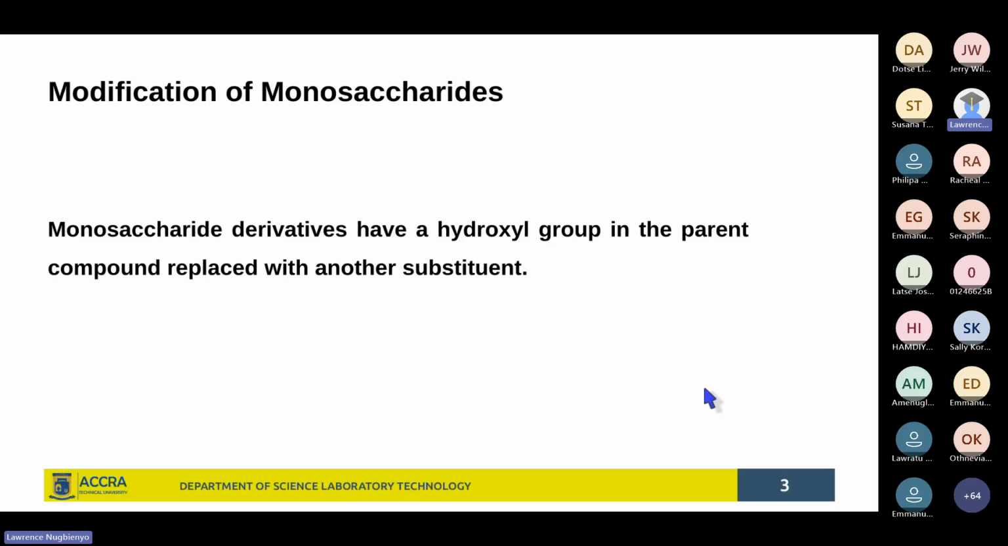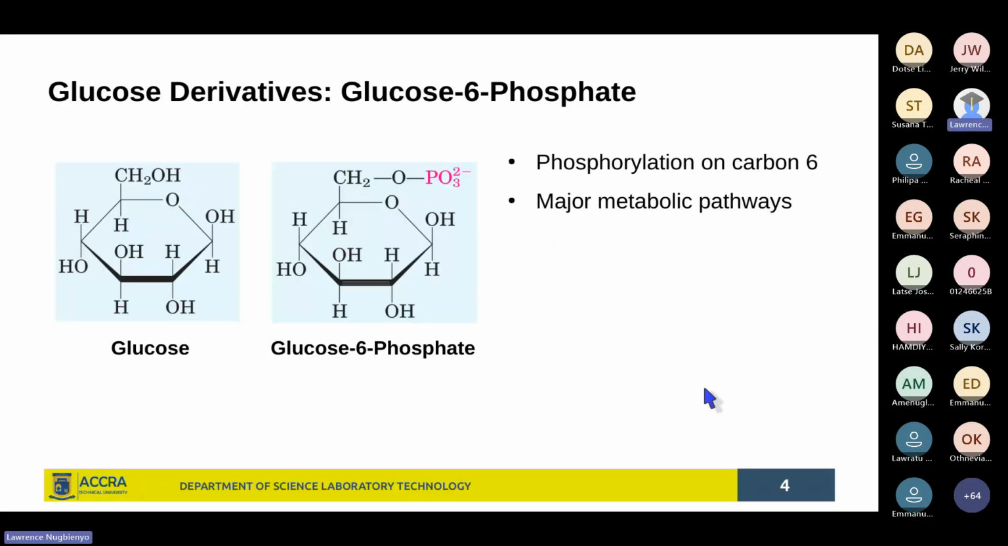So what I mean by that is, let's take the very first example that we have here, which is a glucose derivative. And this is glucose 6-phosphate.